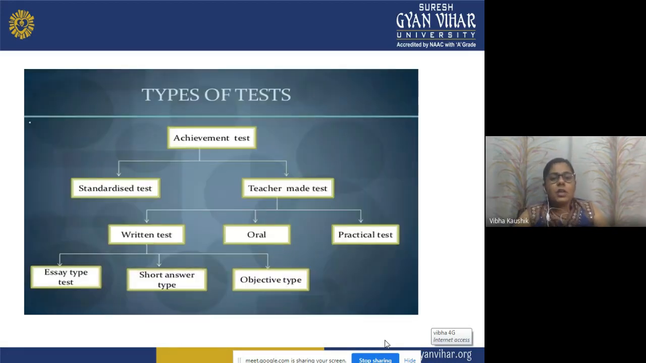Now, type of test. Achievement test, it can be a standardized test and the teacher made test. Now, what do you mean by standardized test? A standardized test is that test which is developed in such a way that it has fixed norms, it has reliability, it has validity, and the scoring procedure has also been fixed.